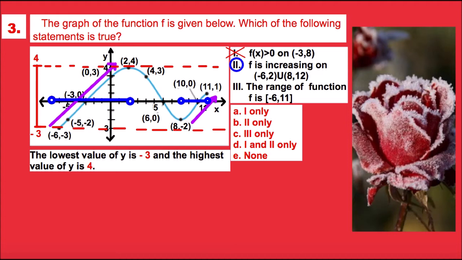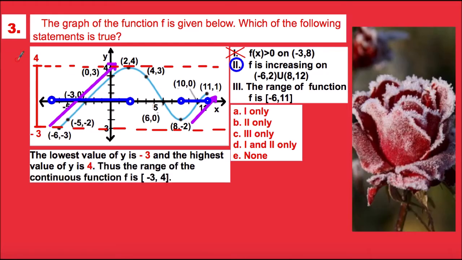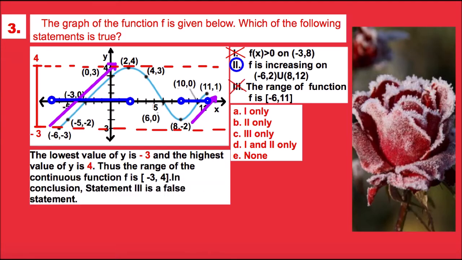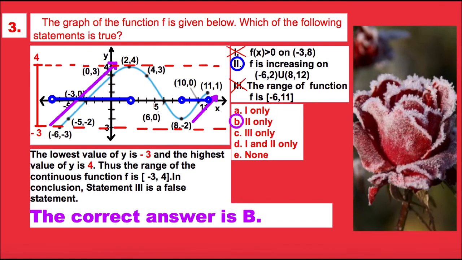The lowest value of y is -3 and the highest value of y is 4. Thus, the range of the continuous function f is the closed interval [-3, 4]. In conclusion, statement 3 is then a false statement. Thus, the correct answer is B.